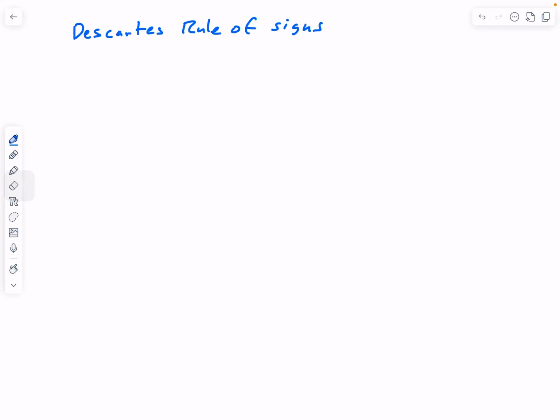Hi everyone, today we're going to work on Descartes' rule of signs. The idea here is we can tell how many positive answers and how many possible negative answers we have given a large polynomial. And let's start off with our polynomial. It's going to be negative x to the fifth minus 4x to the fourth plus 2x cubed minus 2x plus 3.